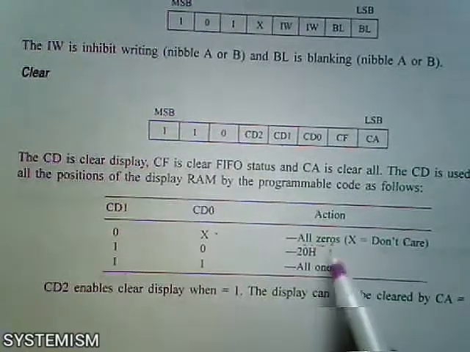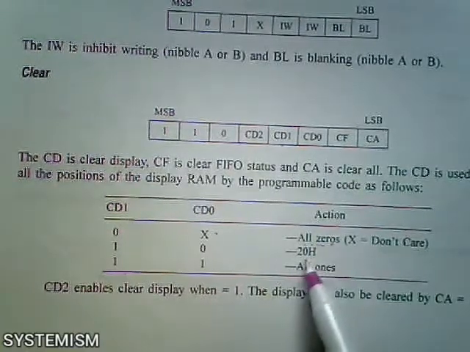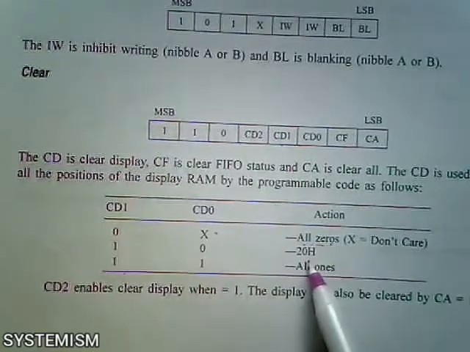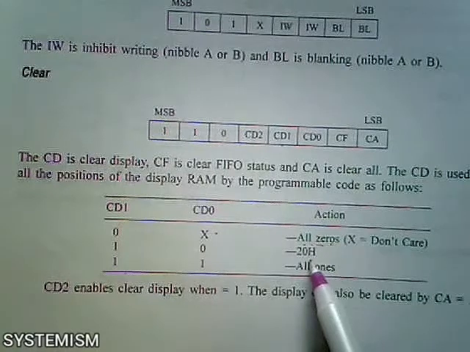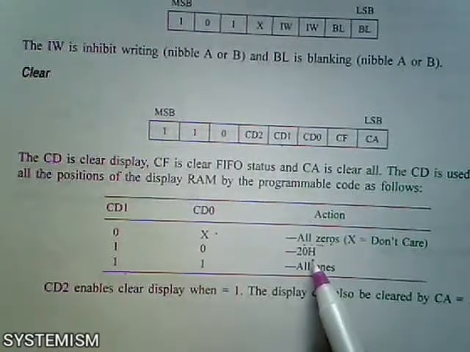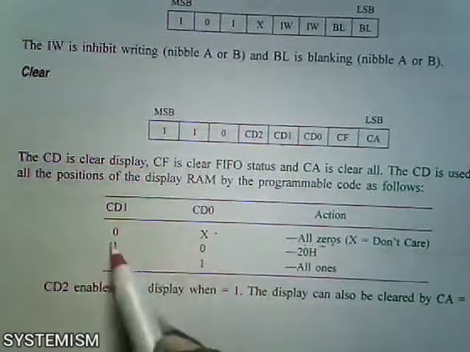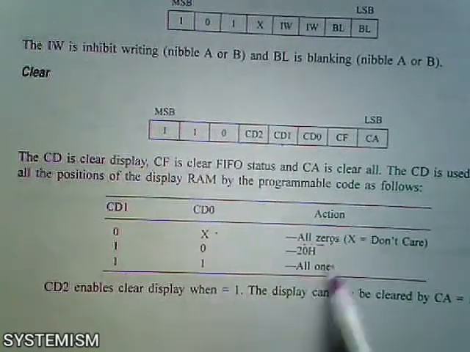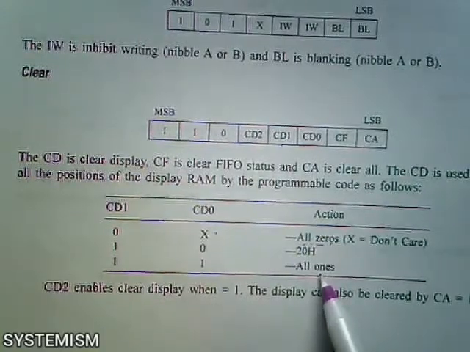Likewise, you can also clear the display by means of 20H. So what is this 20H? This is for alphanumeric display. We are not using alphanumeric display, we are using only digital displays, so this is not a main thing. This is for clearing common cathode and this is for clearing common anode.